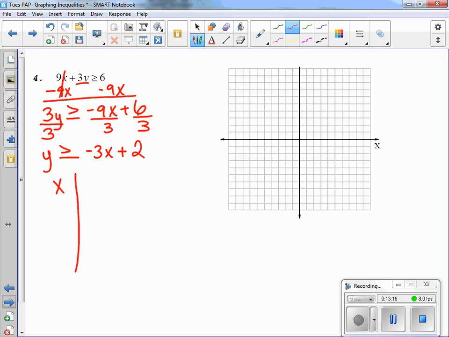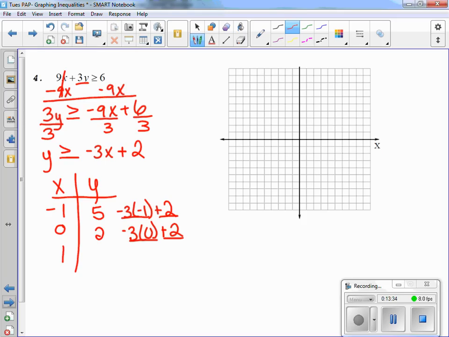So now I have to make my t-chart. -1, 0, 1. So this is going to be -3 times -1, which is +3 plus 2, so 5. -3 times 0 plus 2. 0 plus 2 is 2. -3 times 1 is -3. So -3 plus 2 is going to be -1. So I have -1, 5, 0, 2, 1, -1.